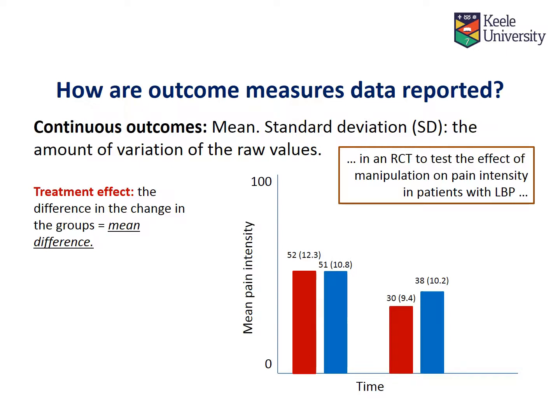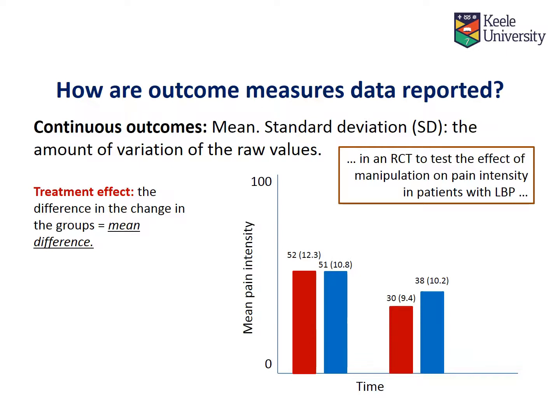12.3 is the standard deviation, meaning the rest of the group have various pain intensity figures, which vary on average from the mean of 52 by about 12.3, more or less. We did the same in the blue group, which is the control, and their mean at baseline was 52 and the standard deviation 10.8.